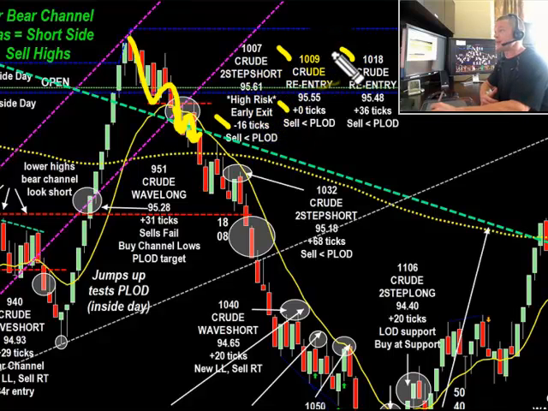And then by 10:18 here, the re-entry, 95.48. You can see we're down here now. Now we finally get the winner for 36 ticks.